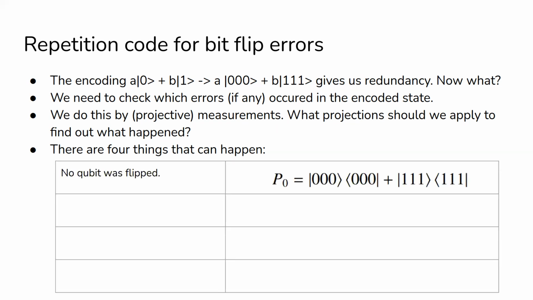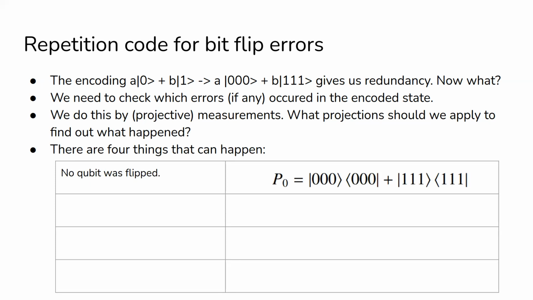There's 4 possible things that we can correct here. The first one is a little bit cheeky. It's no error, but if we consider this an error, we can say that we can correct it. So if no qubit was flipped, then consider this projector, which is the projector onto the code space. The code words are 0, 0, 0 and 1, 1, 1, and so I can sum them together and form this projector.